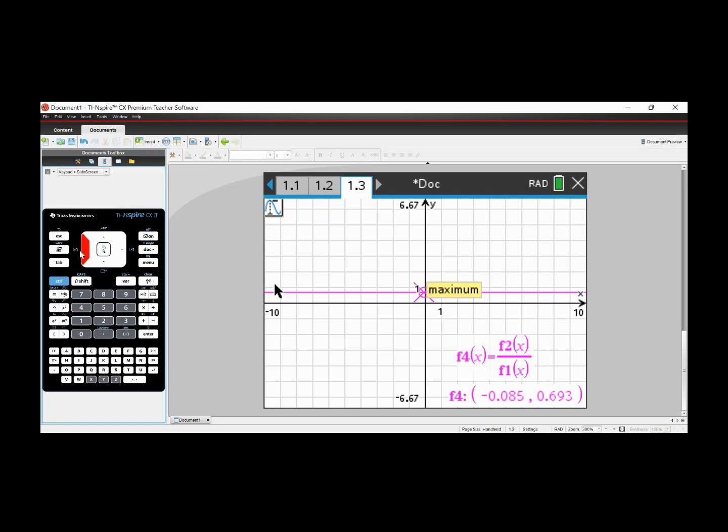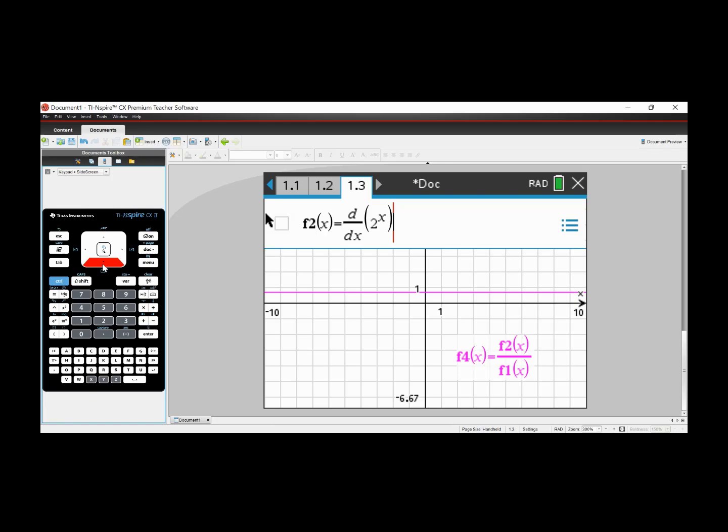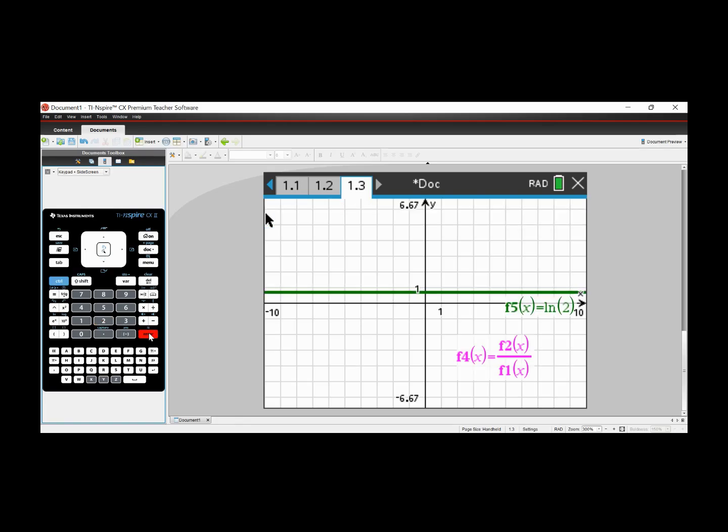Okay? But what is that value, 0.693? Are you ready? I'm going to blow your minds. Remember, this function that we started with was 2 to the x. If we tab up, remember this function that we started with was 2 to the x, and we did the derivative of 2 to the x. I'm going to put into F5 the natural log of 2, because 2 is the base. Look at that. Our quotient of the two functions is the natural log of 2.